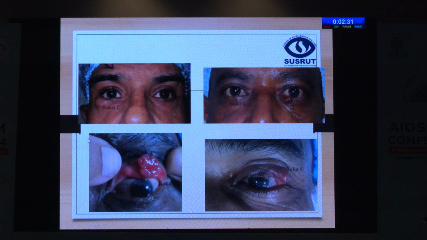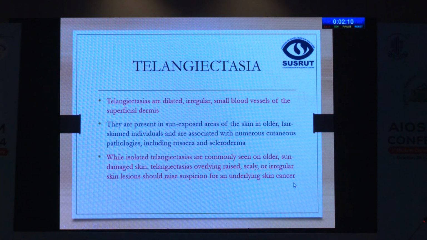Whereas in these lesions, this is a lesion with a clinically irregular margin. This is an eversion of the tarsal plate. You see how the margin looks. Here also it is irregular, with a bumpy appearance, and here it is not only irregular, the eyelid margin shape is changed.